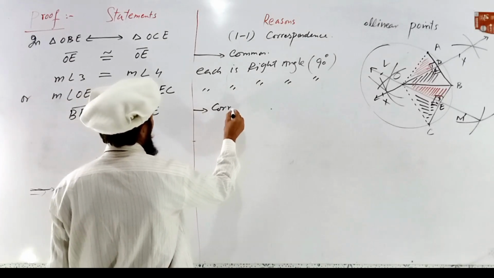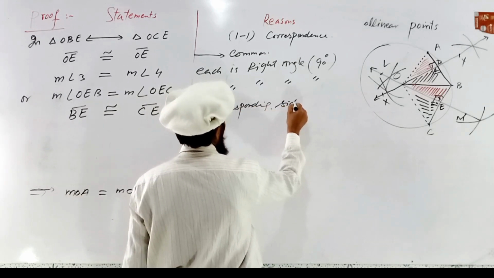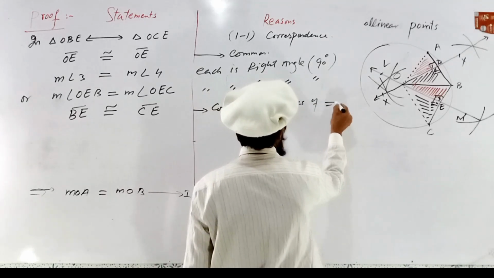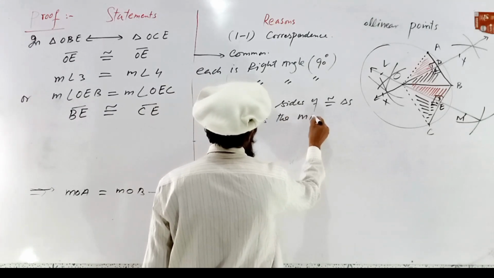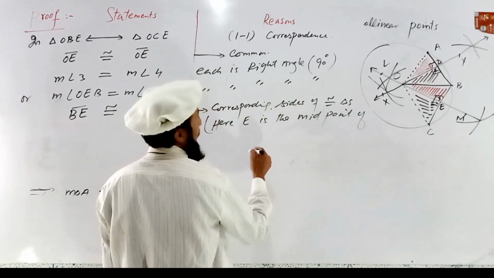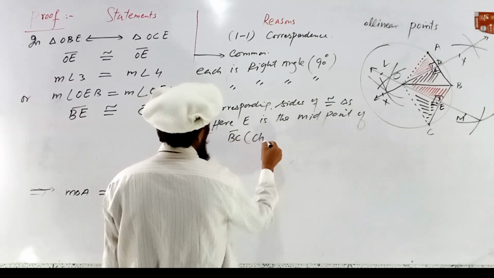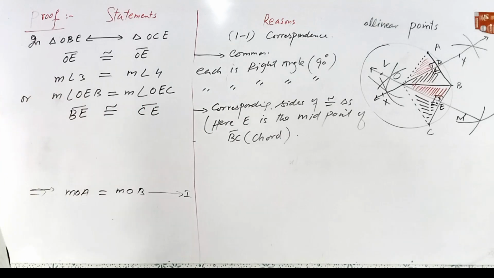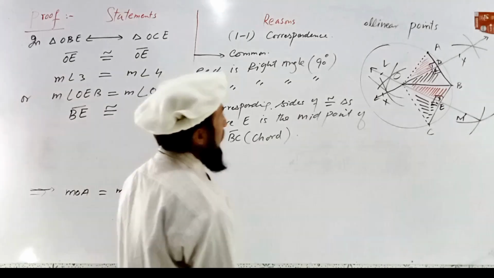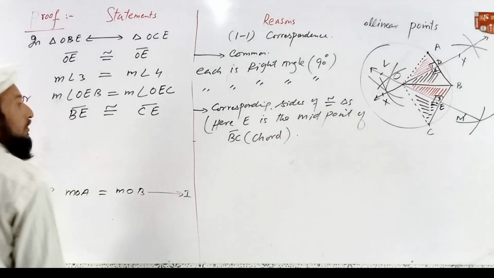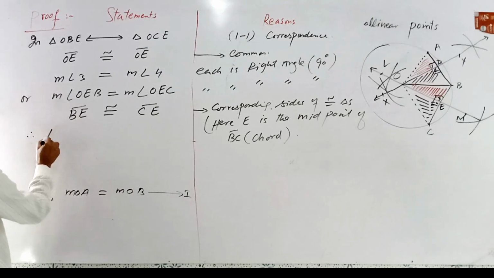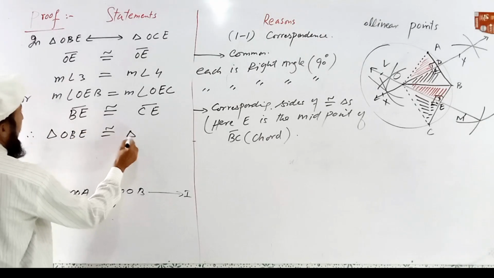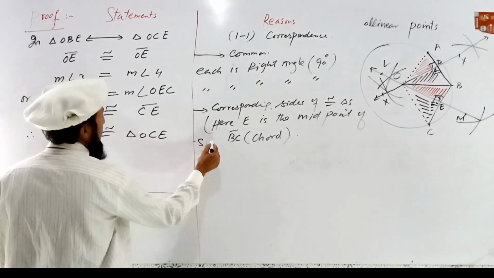Corresponding sides of congruent triangles, or we can say that E is the midpoint of BC, that is equal to a chord. Now it means that we can write OB is congruent to OC. So the side BE and OE is common and one angle is common. From the above discussion we can say that triangle OBE is congruent to triangle OCE, by the side-angle-side postulate.